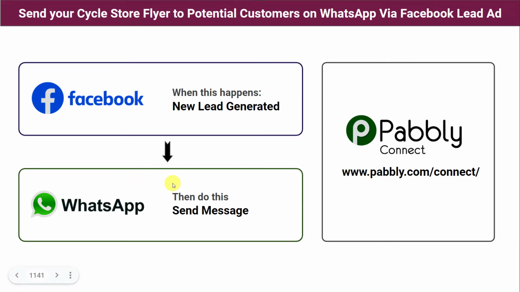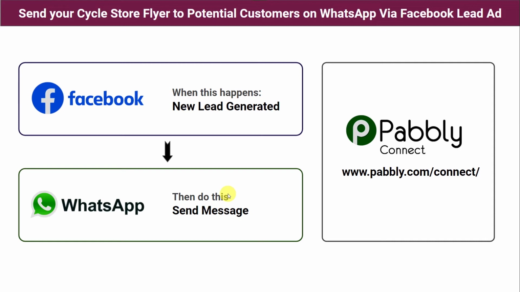For doing this, you have two options. First, do it manually. Take the details of the customers of the leads from your Facebook lead ads, then compose a message in WhatsApp, attach the flyer and send it to the customers. But this will be a time-consuming and a tiresome process, and it becomes actually impossible when you have hundreds and thousands of leads in a single day. So how are you going to do this?